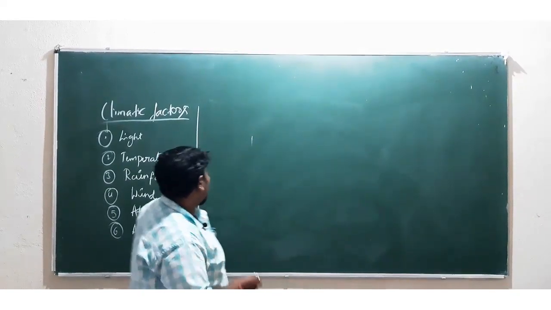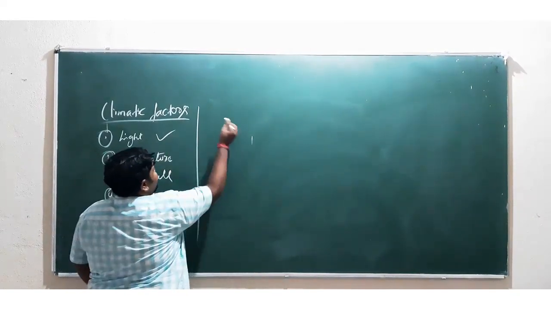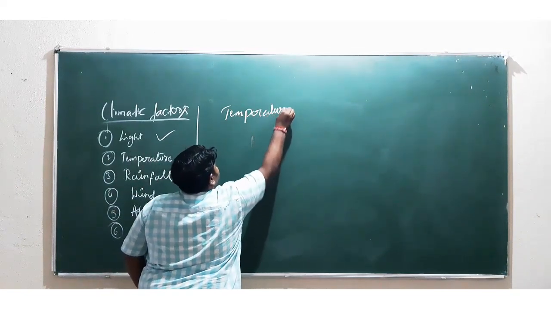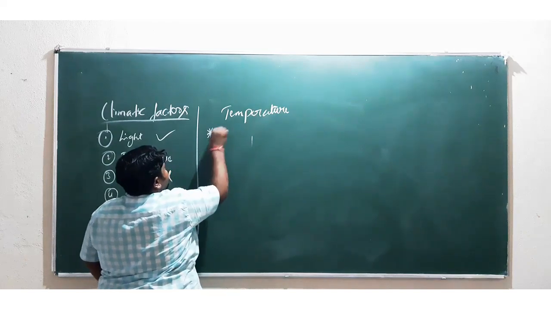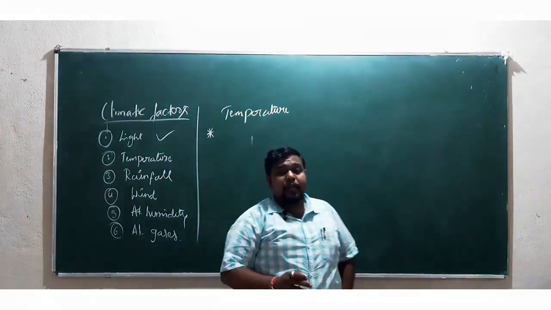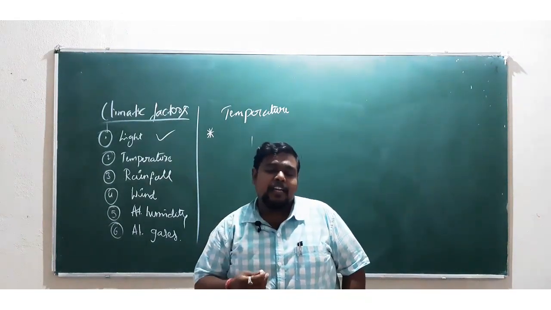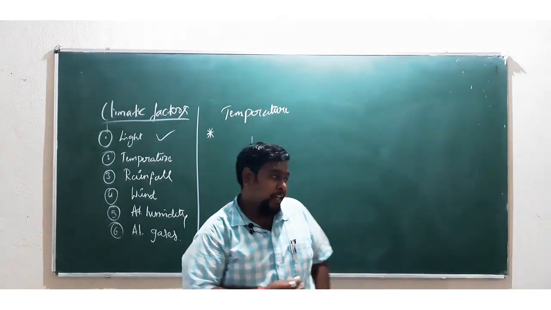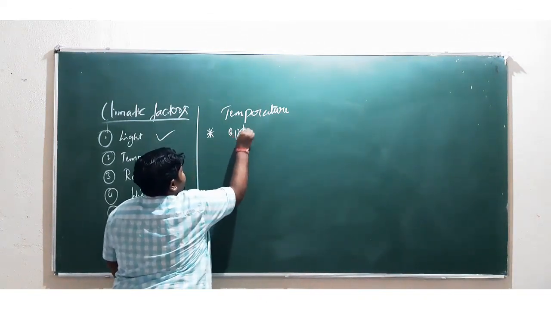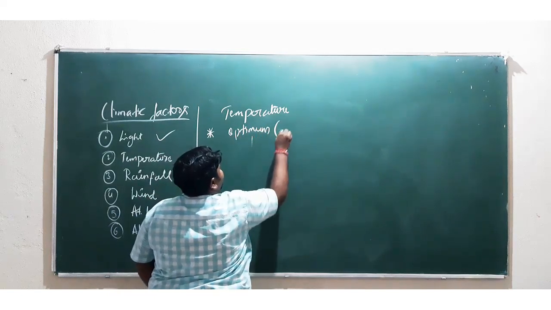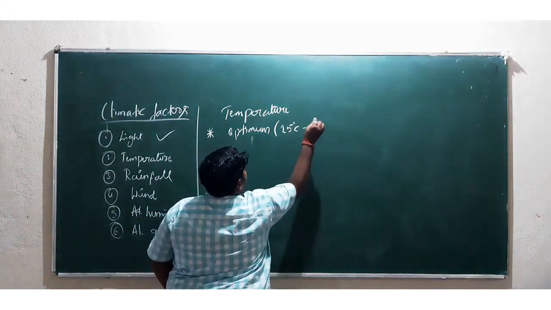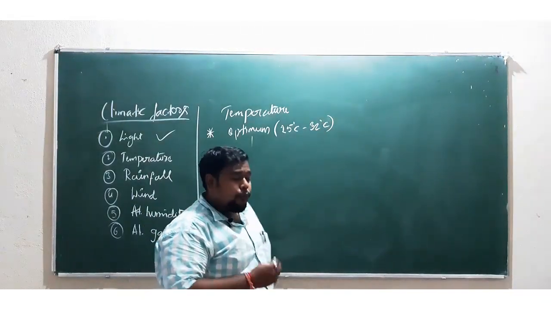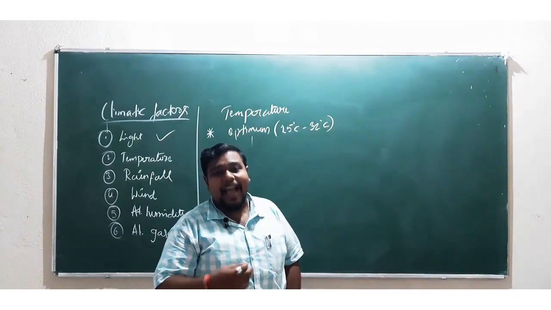So, here we completed light, and the second one is temperature. As I said in the case of light, temperature is one of the essential factors influencing plant life. There should be an optimum temperature, that is, from 25 degrees centigrade to 32 degrees centigrade. This is the optimum temperature for all the various physiological activities.